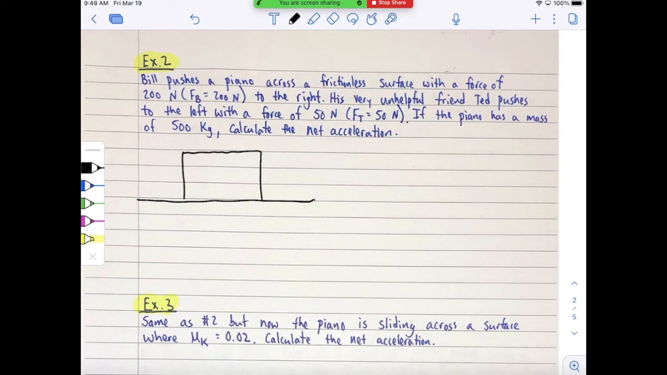All right, so go ahead, hit pause, try to work the 5 steps, and then when you think you've gotten the 5 steps, come on back and you'll watch me work it. All right, so step number 1 says draw an FBD.